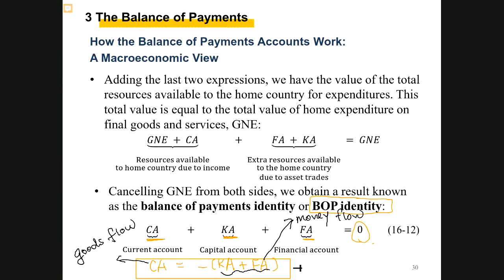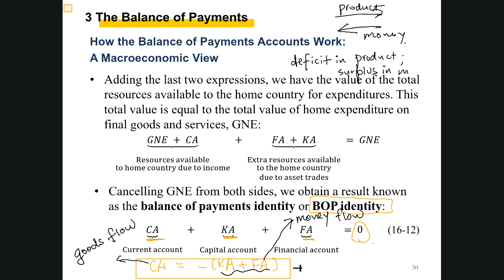And if you remember the basic idea of trade, every transaction involves the product and money. Right? If you have a deficit in product, that means you have a surplus in money. That's the idea. So the balance of payments identity, the BOP identity, is equal to this equation.